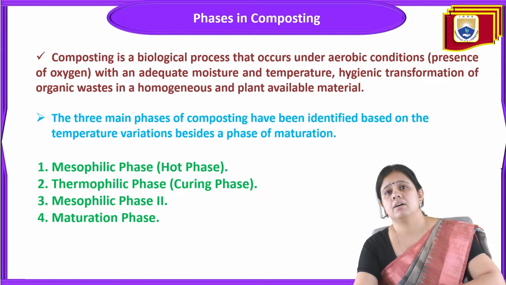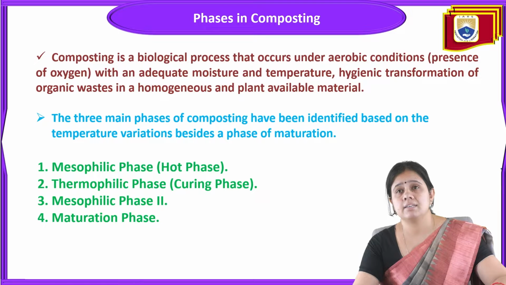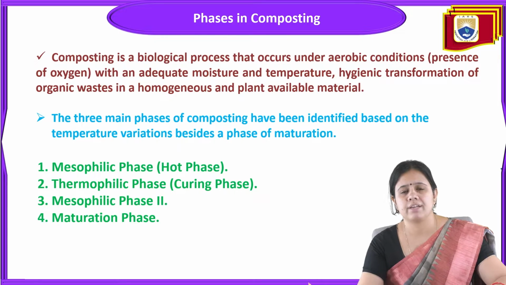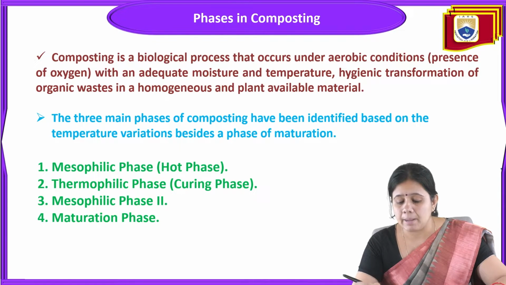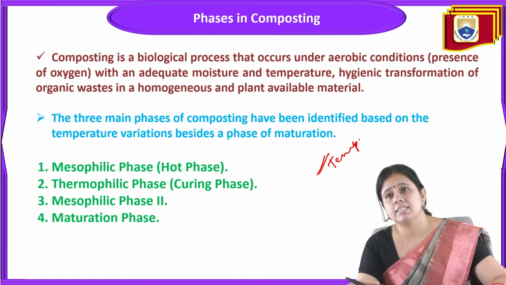Now the next point is the phases in composting. Into how many phases has composting been divided? Composting is a biological process that occurs under aerobic conditions with adequate moisture and temperature. It is the hygienic transformation of organic waste into a homogeneous, plant-available material. There are three main phases of composting identified based on the temperature variation, besides a phase of maturation.